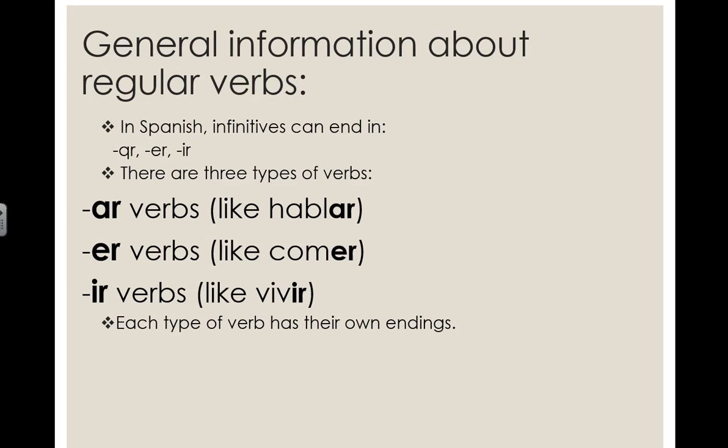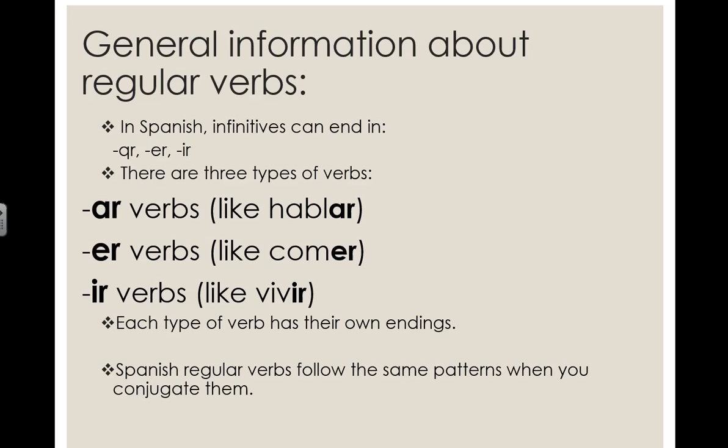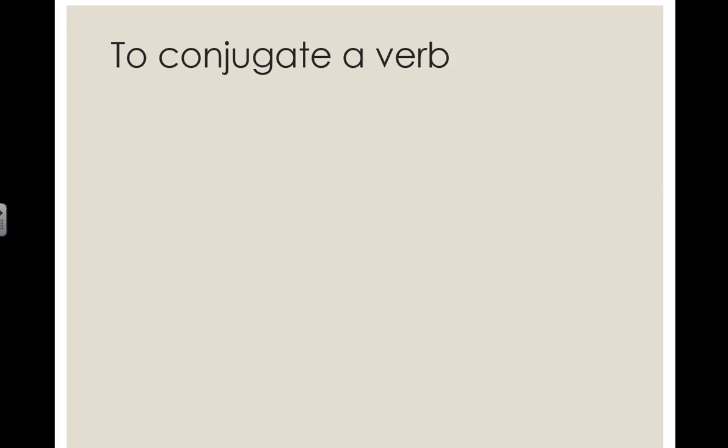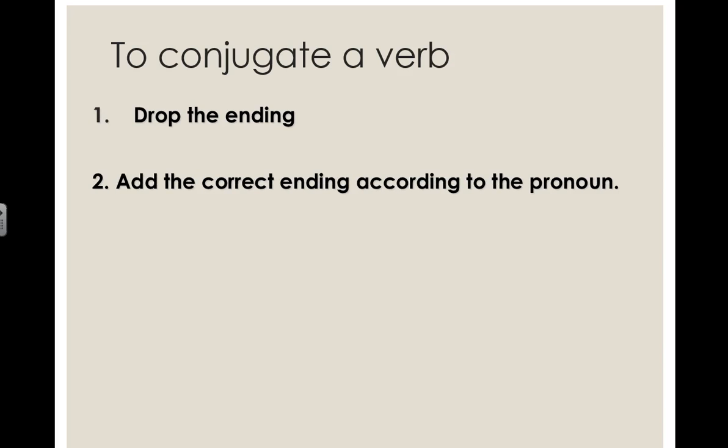Now, each type of verb has their own endings when you conjugate them. But Spanish regular verbs follow the same patterns when you conjugate them. So basically, all AR regular verbs are going to follow this same pattern when we conjugate them in the simple present. The same thing for ER verbs and the same thing for IR verbs. So, to conjugate a verb, we follow two steps. Step 1 would be to drop the ending. And then step 2 would be to add the correct ending according to the pronoun that you want to use.